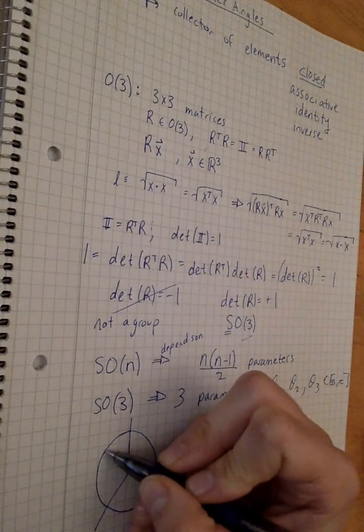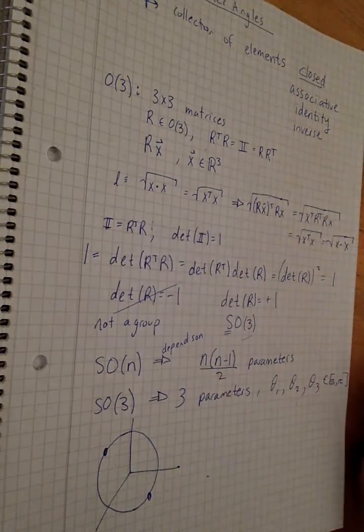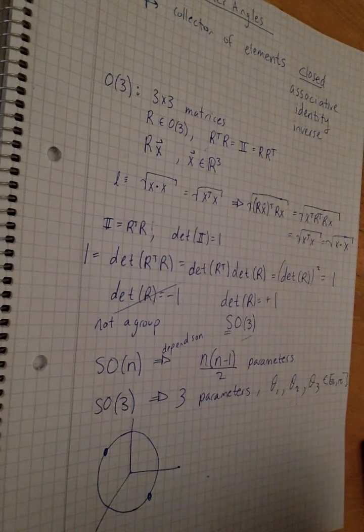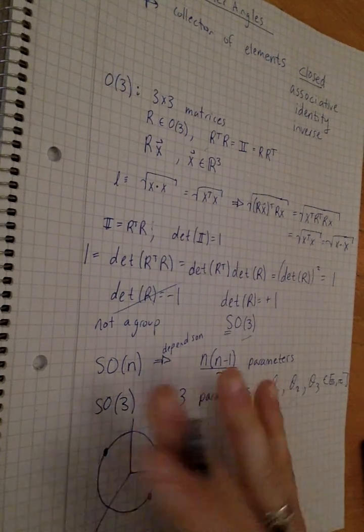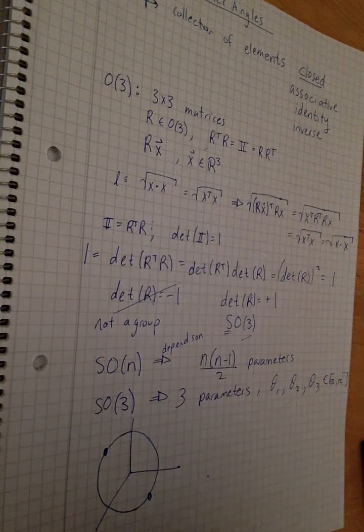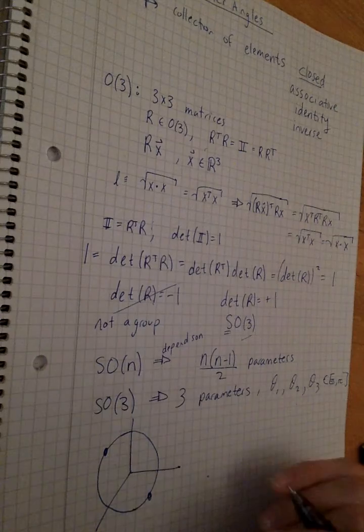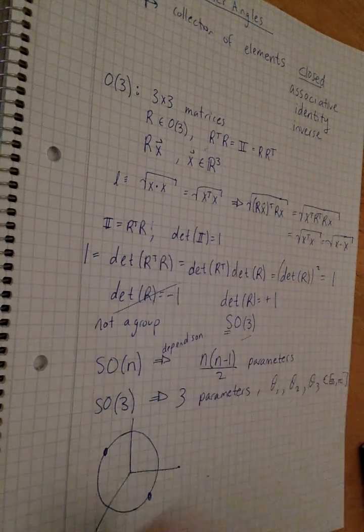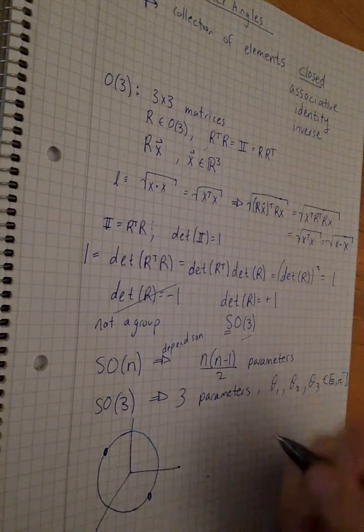Now, on this manifold, we have that antipodal points are identified as the same point. That's because if you rotate an object by pi, you receive the same thing you would as if you rotated it by negative pi. You can see that clearly with your hand flipping, for example. A little bit hard with the hand, maybe a book would be better.